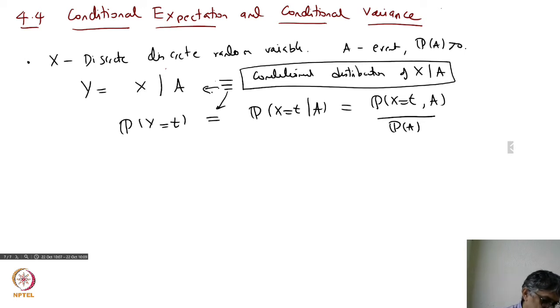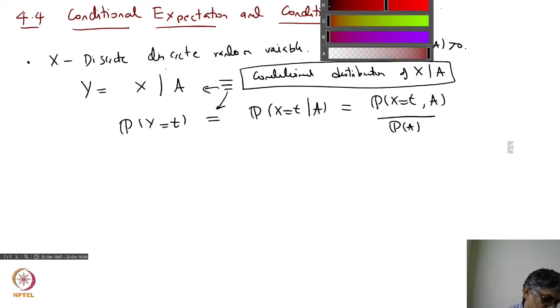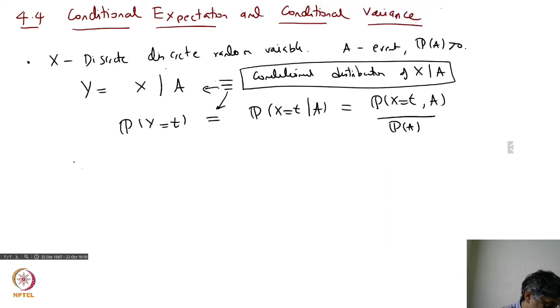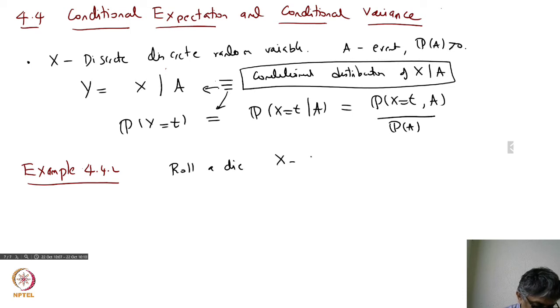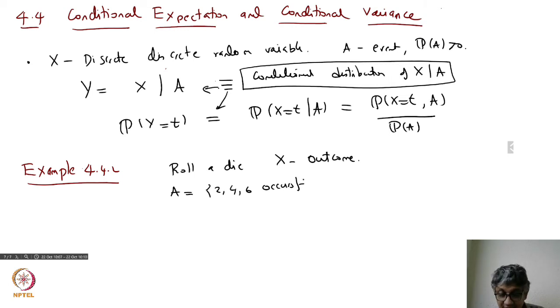Now let's take an example, 4.4.2 in my book. These things change quite a bit. Here, let's say you roll a die, and X is the outcome. Let's say A is the event that the outcome is even. So A is the event that 2, 4, or 6 occurs. So the roll is even.